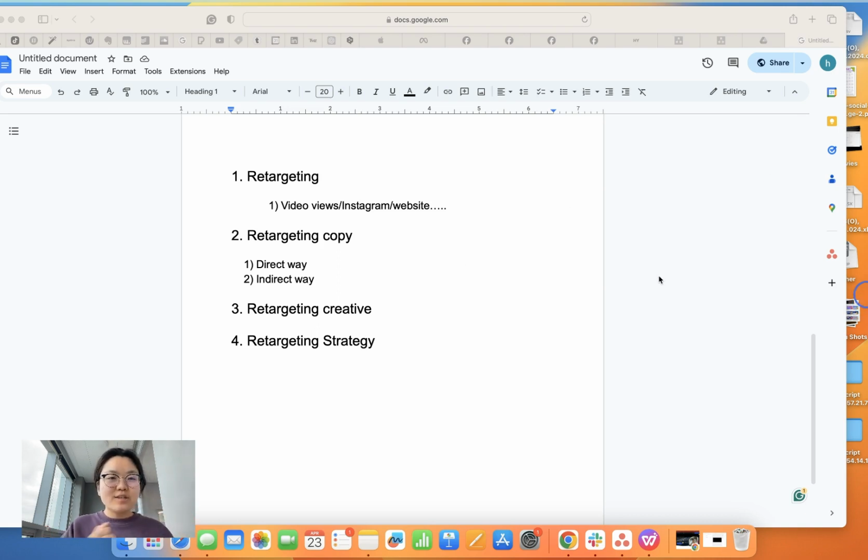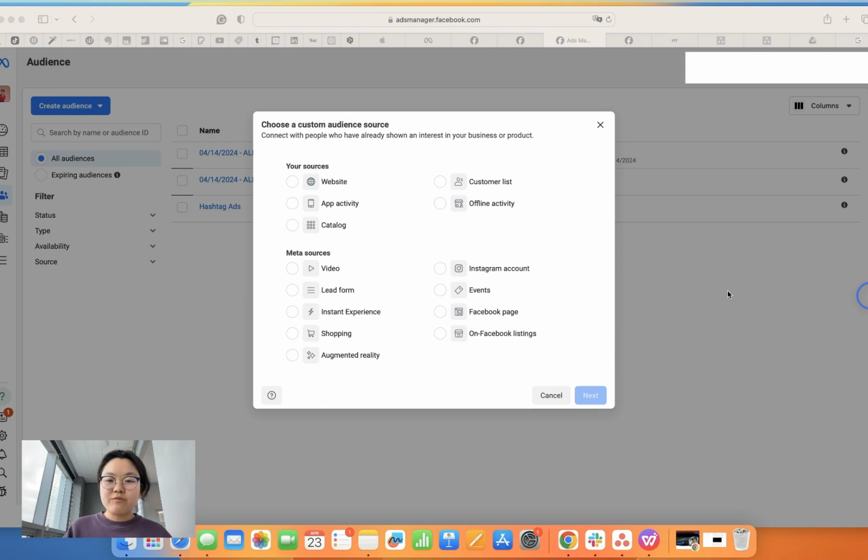What is that? Basically that means you can retarget those people who viewed your videos or who visited your website or your followers or even your email list or even lead form. There are so many different ways here. But for website, if you haven't installed your pixel into your website, you cannot retarget those people at all. So this is really tons of myths, right?